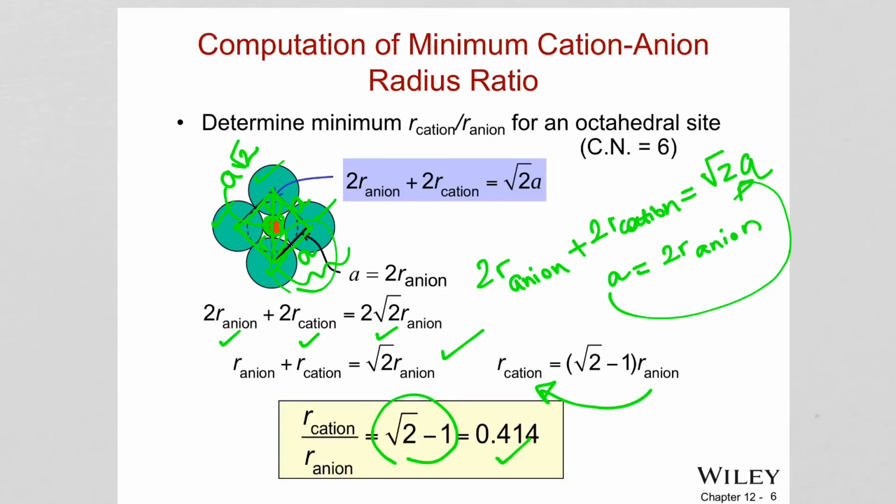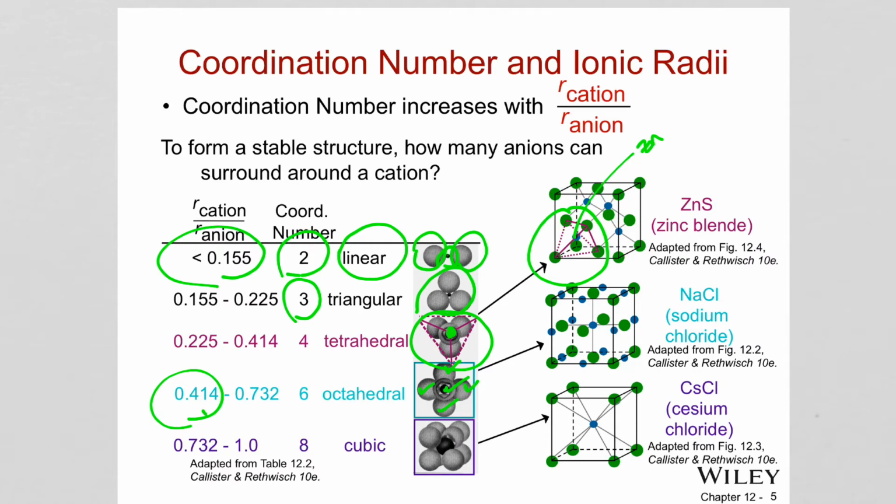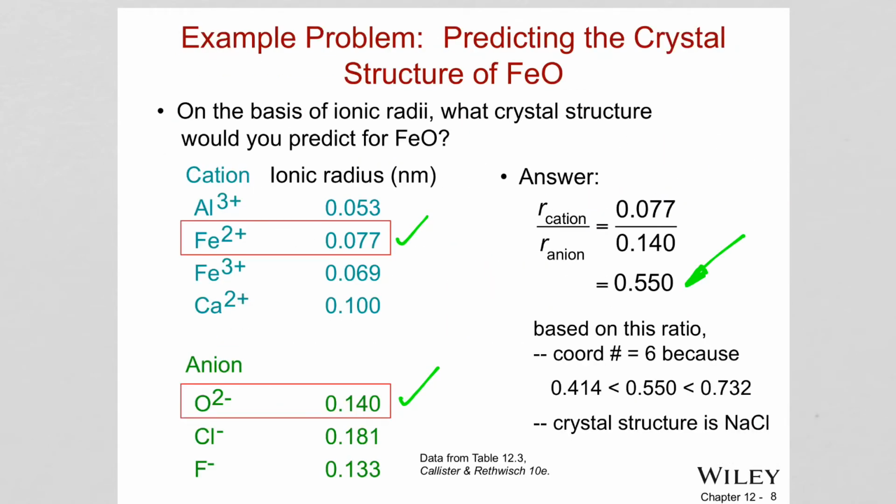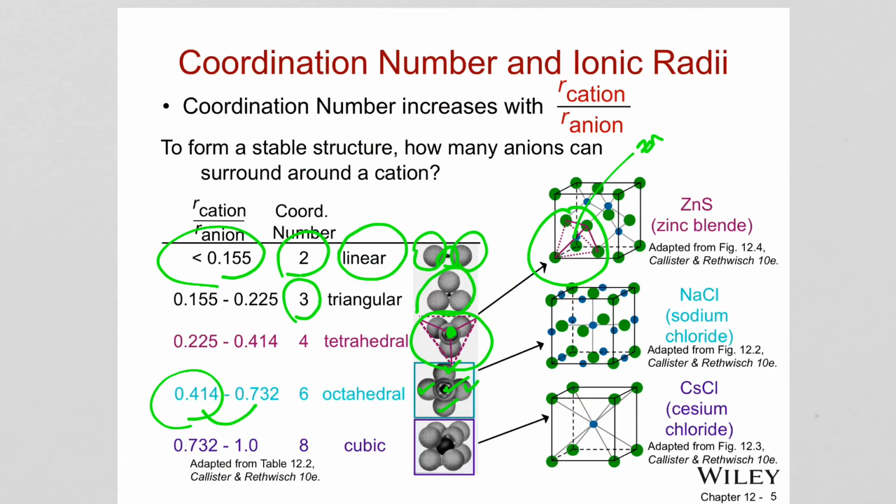0.550. 0.550 is in between here. That means you have a coordination number of 6. A coordination number of 6 is going to give us a structure similar to sodium chloride. So we can say it's going to have a sodium chloride structure.